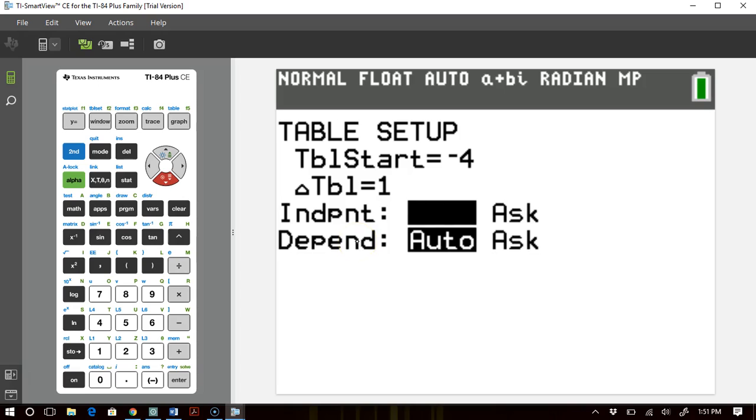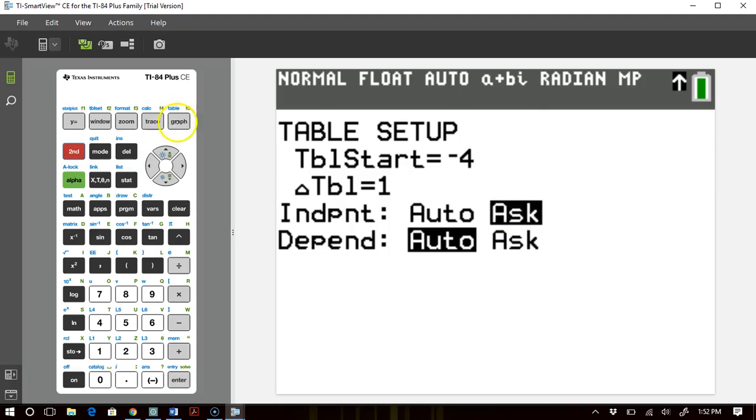Independent and dependent. Back when you first learned variables, you learned that x is the independent variable and y is the dependent variable. And what that means is y values always depend on what x you plugged in. Well, notice they both say auto. I'm going to just change your independent to ask. Auto means it'll generate the table for you automatically. Makes sense. But what does it mean if I change independent to ask?